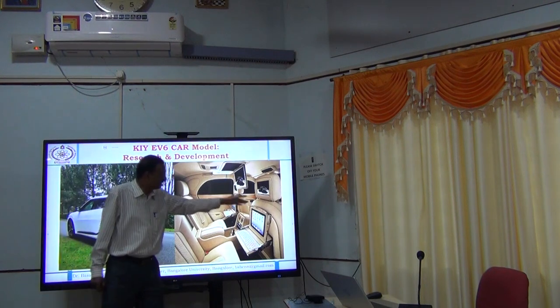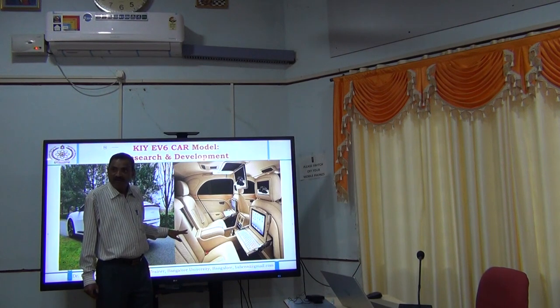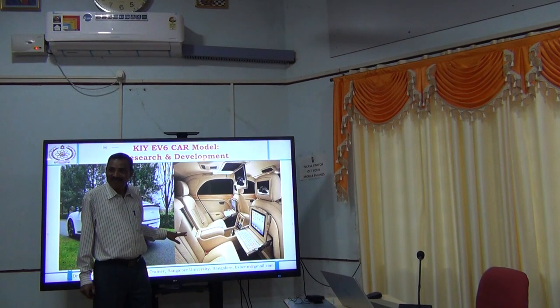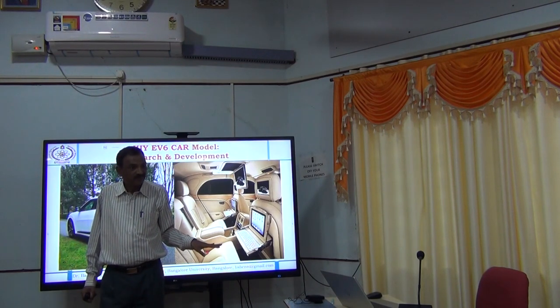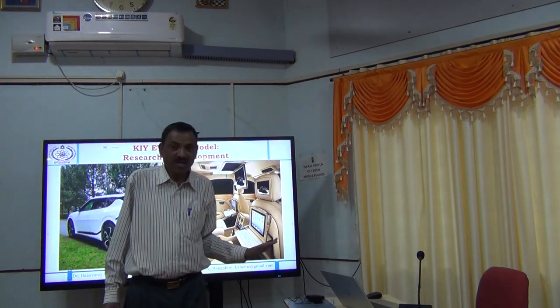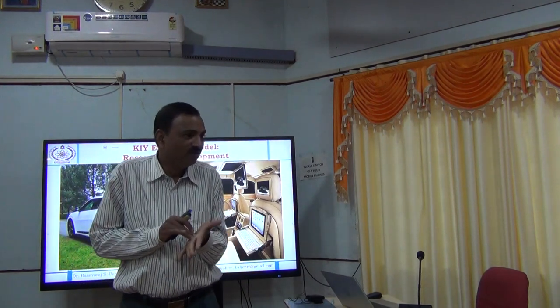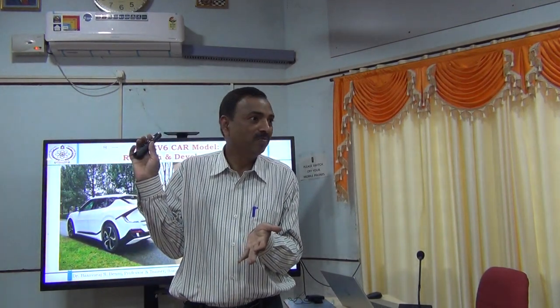In the back seat, not the front driver seat. That also is available. Driverless car. Yes, soon it will come. Drivers will also lose employment. Everything is remote. I am also operating remotely.